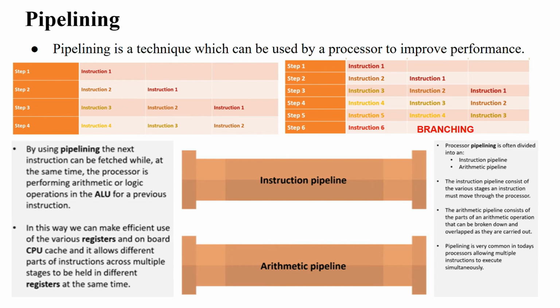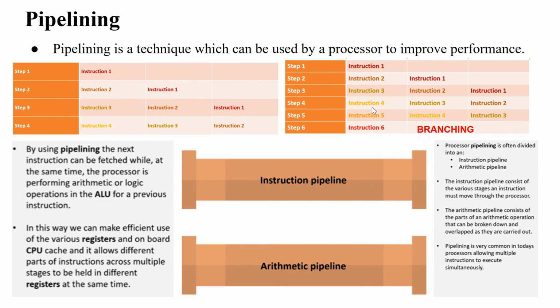And pipelining. Pipelining is a technique that can be used to improve performance. Basically, by using pipelining, the next instruction can be fetched while at the same time the processor is performing other functions. So if you look at the model, instruction one is here, and then in step two, instruction one is in the next part, and while instruction two is fetched, instruction one moves on, instruction two moves on, instruction three moves on. So they're all getting processed at the same time, and so on and so forth. But then if there's branching, you have to start all over again.